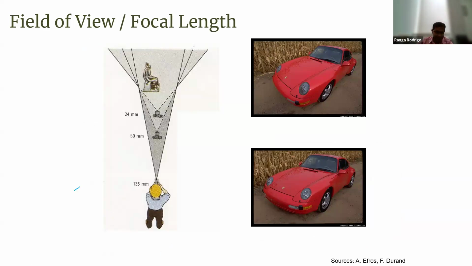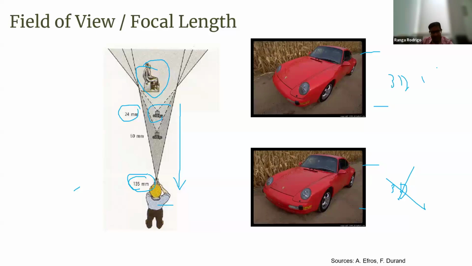For example, look at this one. Here, this person is moving away from the scene while increasing the focal length. When the camera is here, the focal length is small. When he's here, the focal length is large. Therefore, the size of the car sort of remains the same in the frame. But when it's further away, the 3D nature of the car is gone. Here, the 3D thing is there. You can see the 3D-ness of that.